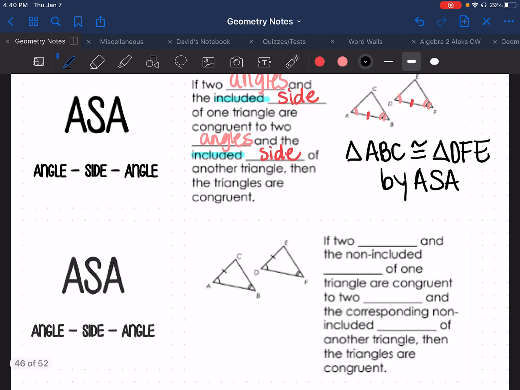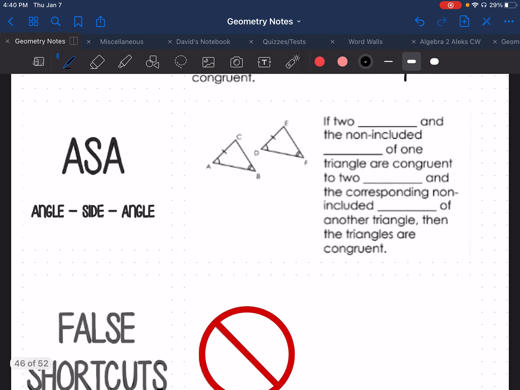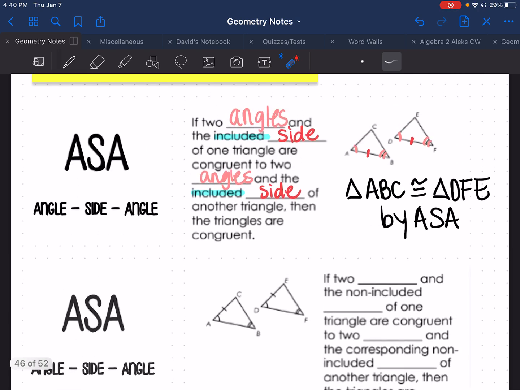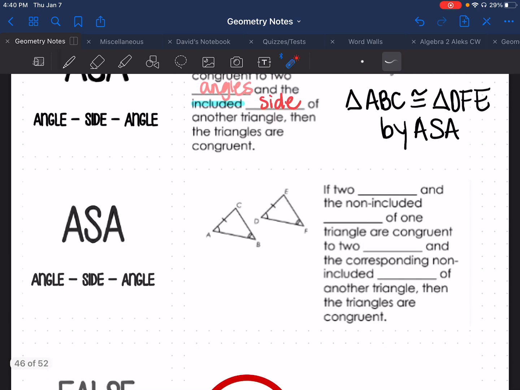All right, our fifth and final shortcut is angle... Uh-oh, that's not right. This isn't right, ladies and gentlemen. I'm going to fix this before class, but it's not angle, side, angle again. So let me cross this off on the video. Our last one is angle, angle, side. This part over here is correct. It's just this part.